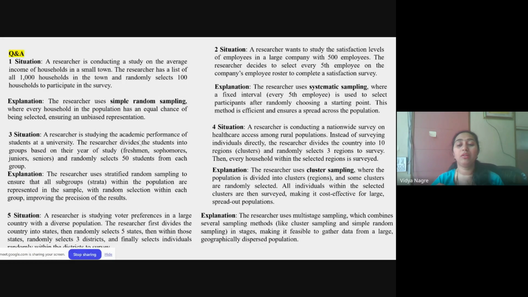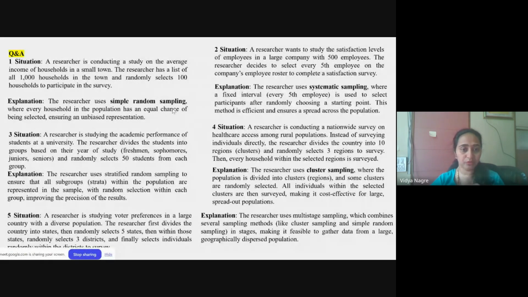Because this is a very wide topic of study, voter preference in India. India is a huge country with multiple states, multiple populations with different strata. To make it feasible, and to divide it according to geography and get applicable results, the researcher has to choose multiple sampling techniques altogether.